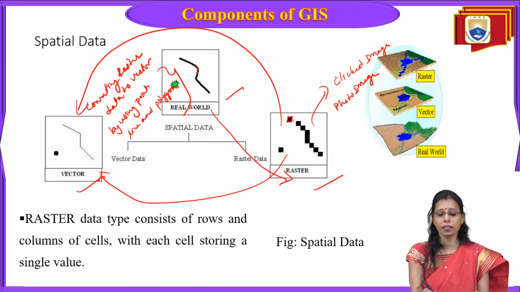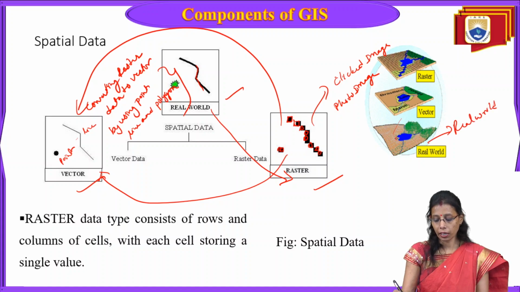Suppose this is the real world, this is the line. If you want to show it in raster, it will be represented as grids like that, single grid pixels. Now if you want to show the same thing in vector form, it will be represented in the form of line and point. Raster data type consists of rows and columns of cells with each cell storing a single value. This is the spatial data. So this is the real world.